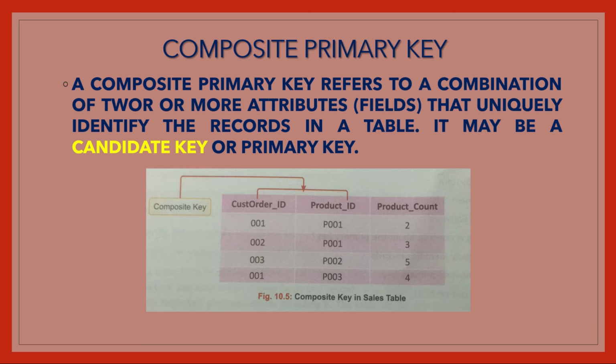So first of all, let us understand this. In the sales table, there are two fields: the customer order ID and product ID. Now the same customer can purchase different products. Then what will happen in the sales table is that the column customer ID alone cannot be a primary key.